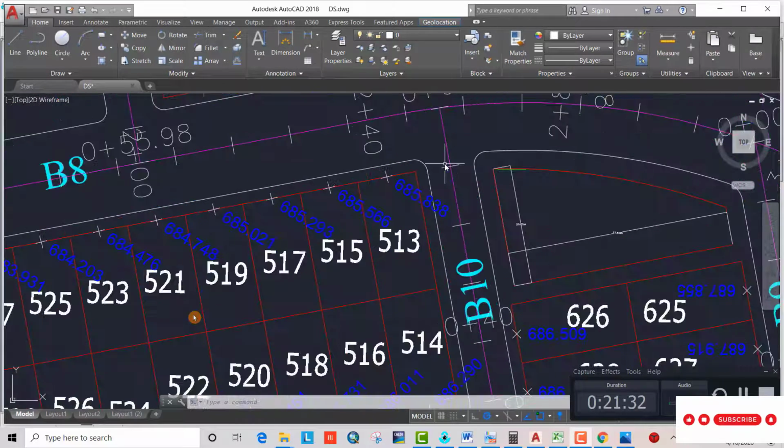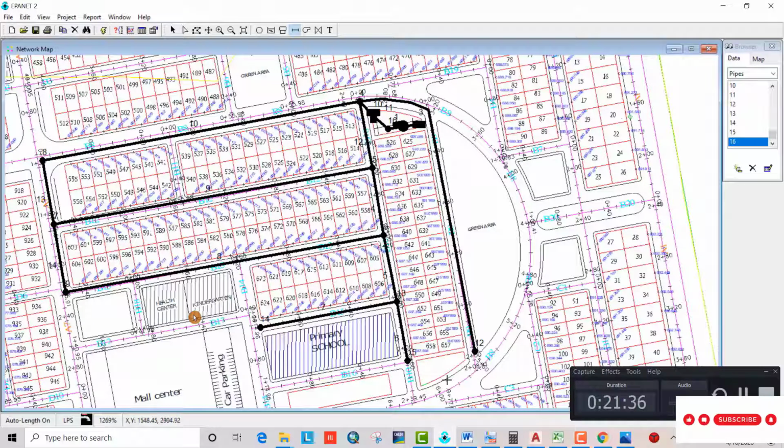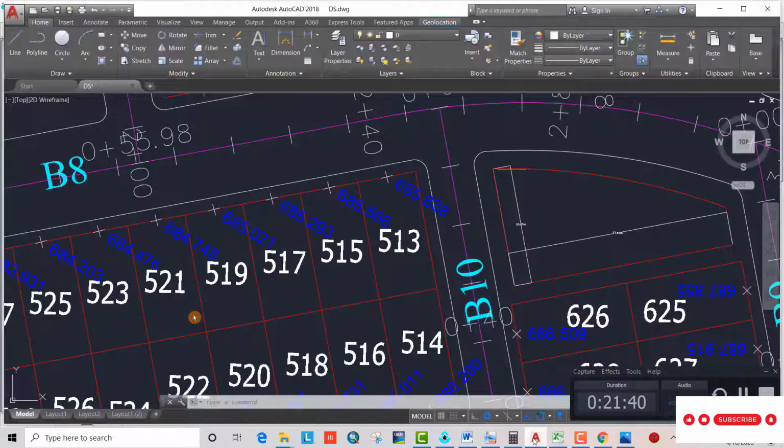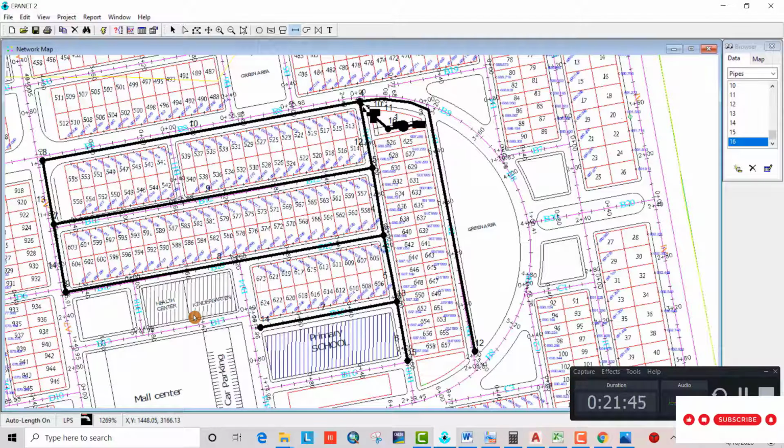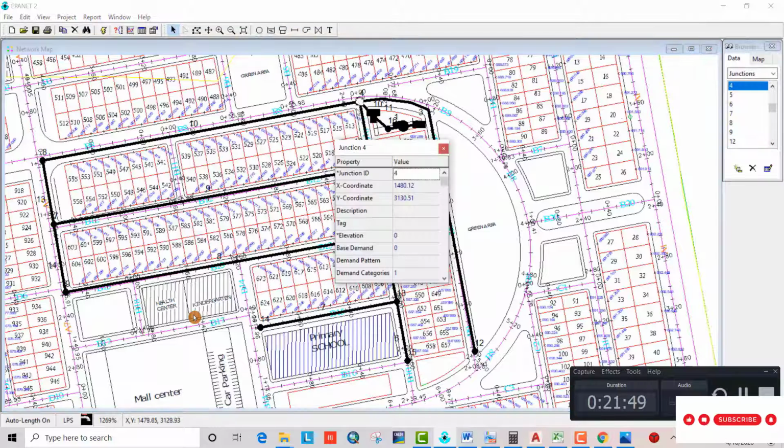The first one is 685.83. Yes, that's the elevation. Just click on the node, elevation 0.838, and also we need base demand.